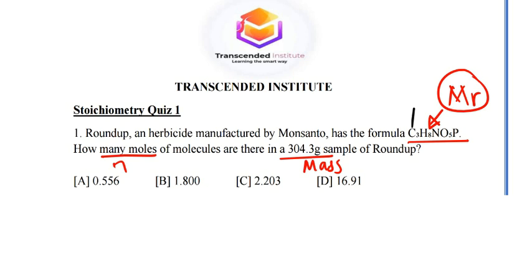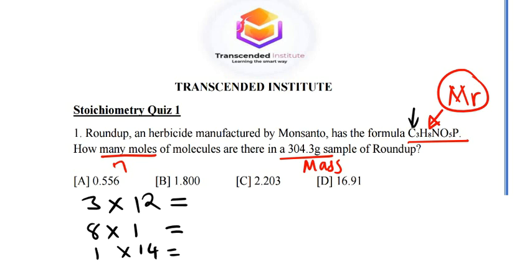The first one we have is carbon, right? How many do we have? We've got 3 carbon atoms times 12, and then we've got 8 hydrogens times 1, based on the simple periodic table I'm using. And then we've got 1 nitrogen times 14, and then we've got 5 oxygens times 16. And then finally you can also do phosphorus. If I look at my periodic table, phosphorus has a molar mass of 30.97, and we only have 1 of it.